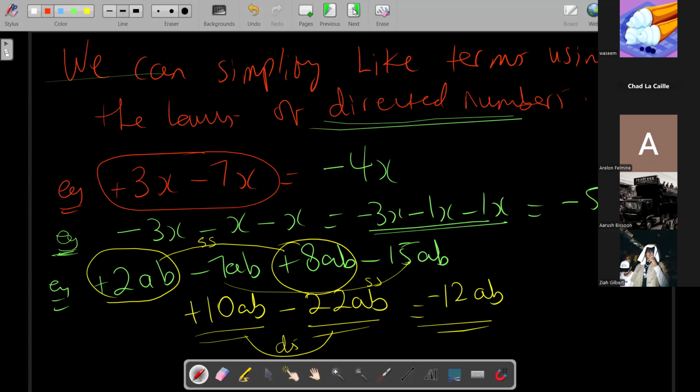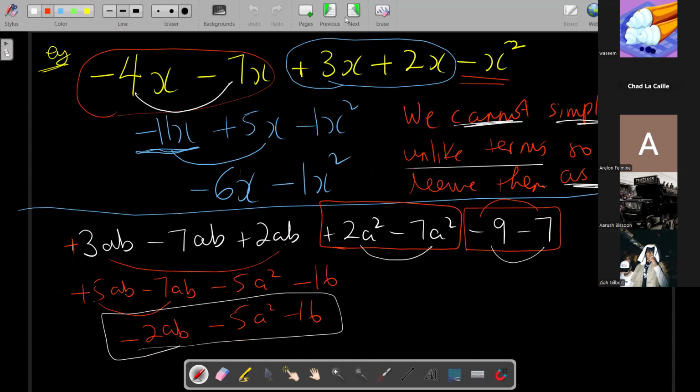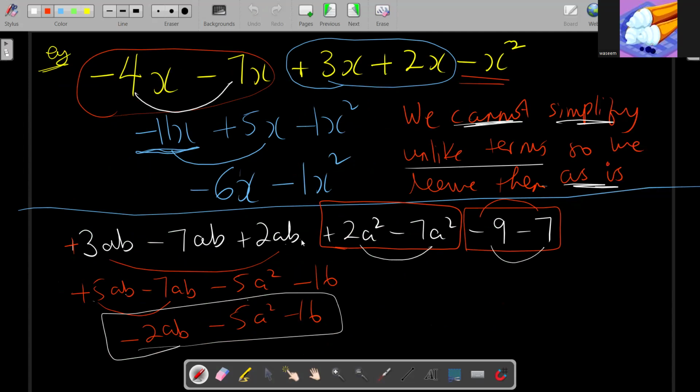Unlike terms, however, students, are terms that don't have the same variable. If they don't have the same variable, we cannot simplify them, so we leave them as they are, right? For example, AB cannot be simplified with an A squared because these terms are unlike, right? Good.